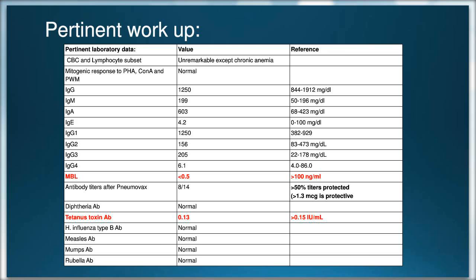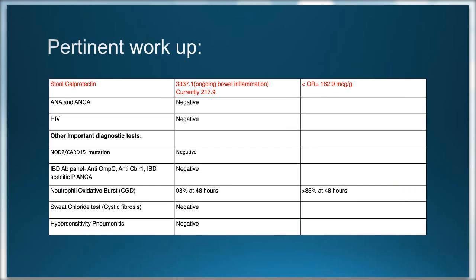No, I think we can go on. Please go ahead. Okay. She was found to have elevated stool calprotectin at multiple times, which indicates ongoing bowel inflammation. Our current lab value is 217, done a few months ago. ANA was negative, ANCA was negative, HIV was negative, NOD2 mutation was also negative. Her IBD antibody panel was also negative. Neutrophil oxidative burst for CGD was 98% at 48 hours, which is normal. Sweat chloride test for cystic fibrosis was negative, and the hypersensitivity pneumonitis panel was negative.